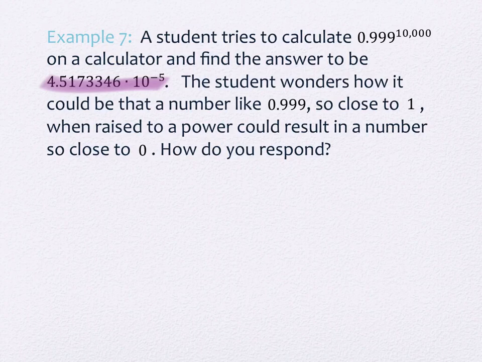It's very small. That means it's really close to 0. So the student wonders how it is that you have a number that's 0.999, really close to the number 1, and it's raised to a power, but then it results in a number that's almost 0. Sort of seems counterintuitive, right? I took the number that's practically 1, raised it to a power, and all of a sudden I got back down to 0. How do you respond?